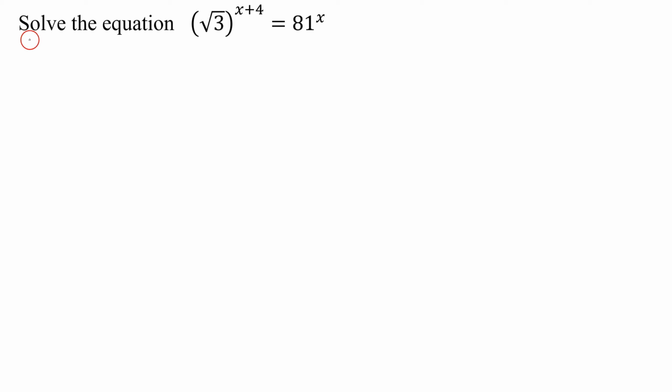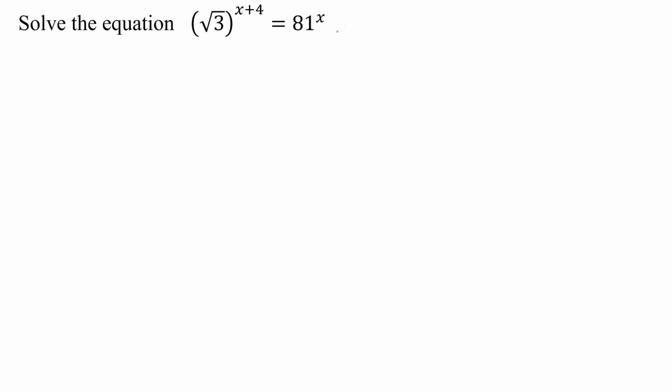In this example, we need to solve the equation, the square root of 3 raised to the x plus 4 equals 81 raised to the x. Well, what type of equation do we have here? Notice the variables are in the exponents, so this is an exponential equation. And how many exponential expressions do we have? We have one on the left and one on the right.